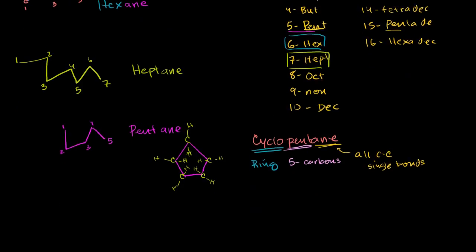So let's say I have cyclononane. Cyclononane. So what is this telling me? This tells me I'm dealing with a ring. It's going to have a ring structure. It's going to have 9 carbons, 9 Cs, and then it's an alkane, so they're all going to be single bonds. If I want to draw it, I want to draw 9 carbons in a ring.